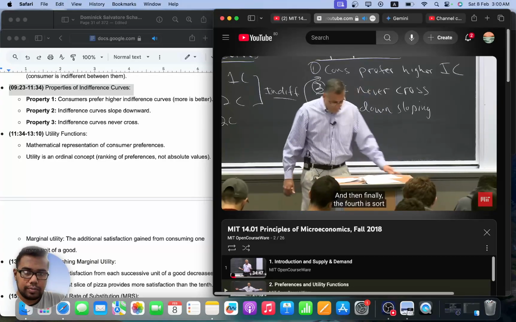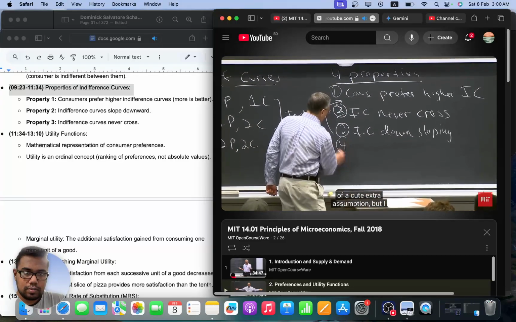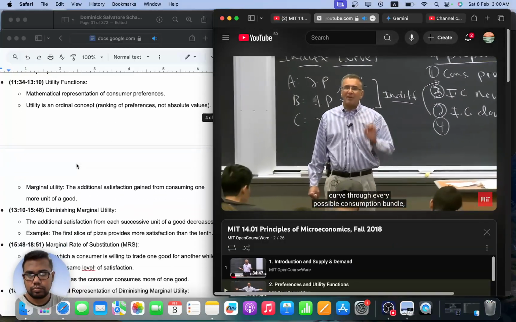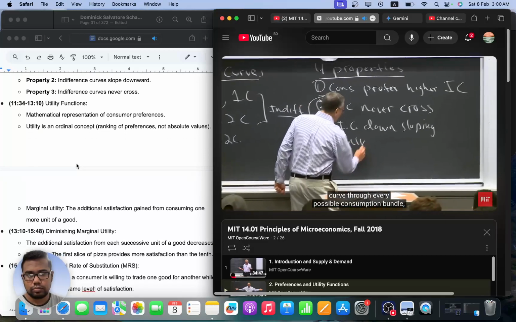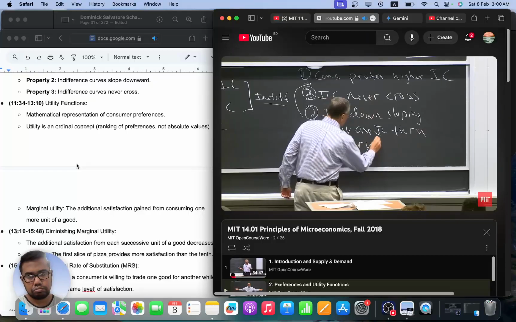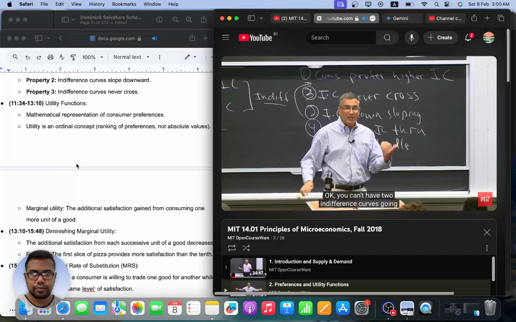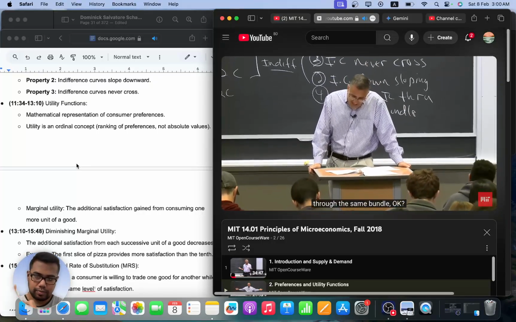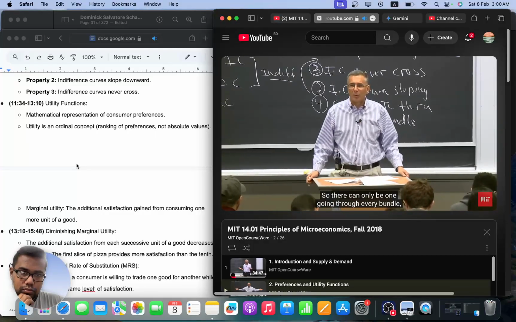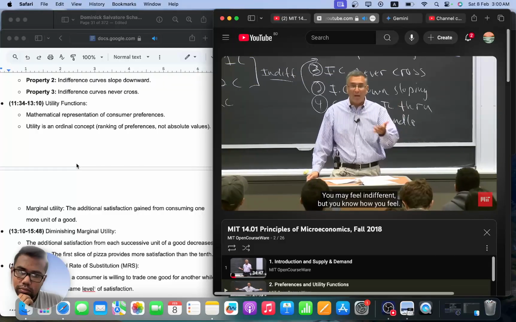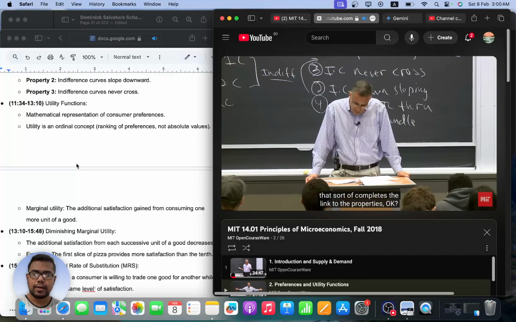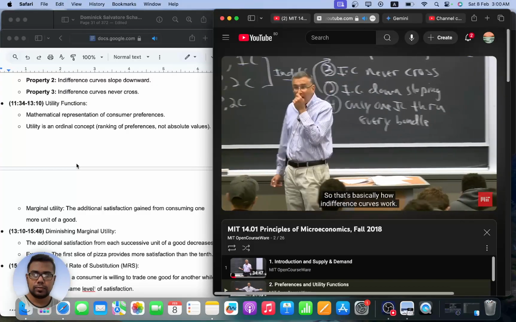And then finally, the fourth is sort of a cute extra assumption, but I think it's important to clarify, which is that there is only one indifference curve through every possible consumption bundle. Only one IC through every bundle. You can't have two indifference curves going through the same bundle, and that's because of completeness. If you have two indifference curves going through the same bundle, you wouldn't know how you felt. So there can only be one going through every bundle because you know how you feel. You may feel indifferent, but you know how you feel. You can't say I don't know. So that's sort of an extra assumption that completes the link to the properties. So that's basically how indifference curves work.